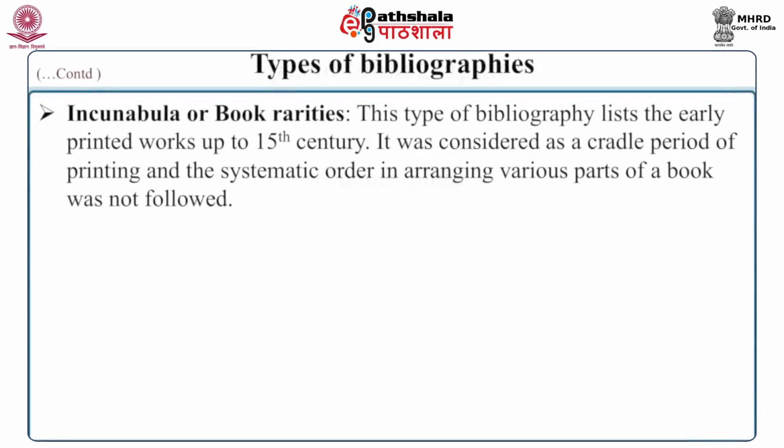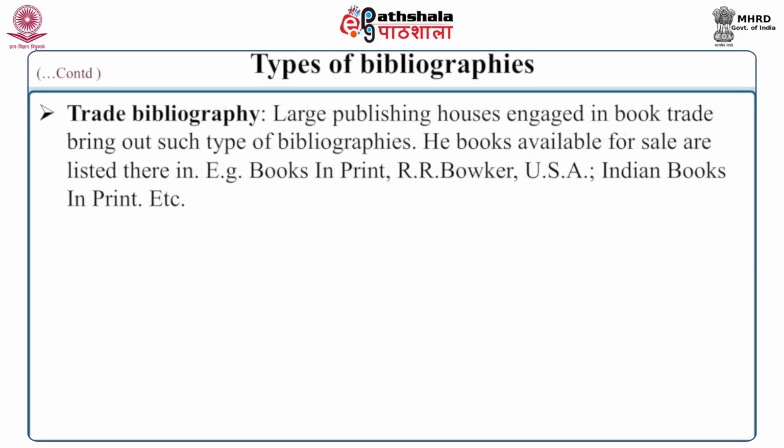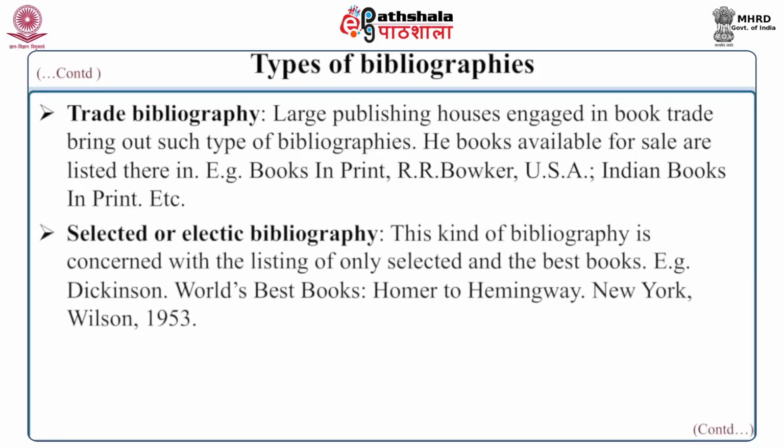Incunabula are the first type of bibliographies we can say. This type of bibliography lists the early printed works up to the 15th century. It was considered the cradle period of printing, and a systematic order in arranging the various parts of a book was not followed. An example is Proctor, Robert, An Index to the Early Printed Books in the British Museum. Trade bibliographies, we have already given an example, that is the Frankfurt Leipzig exhibition trade catalogs. In the present context, we can also mention Books in Print published by R.R. Bowker, USA.